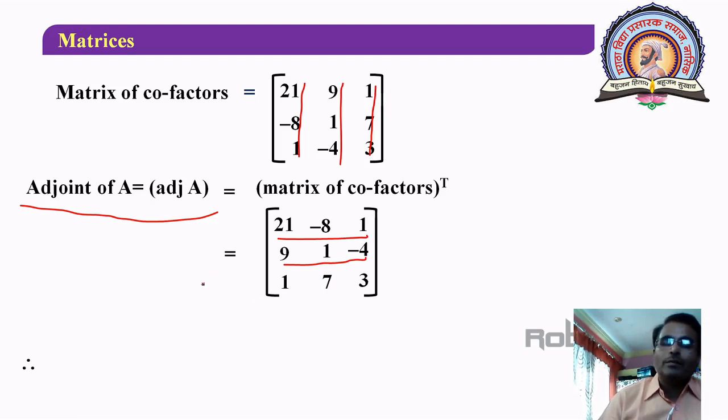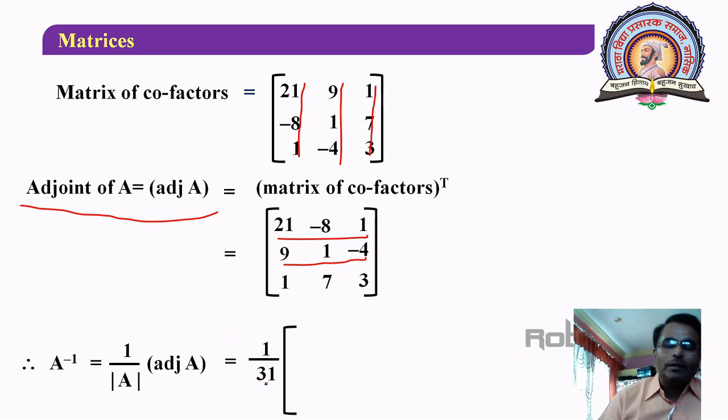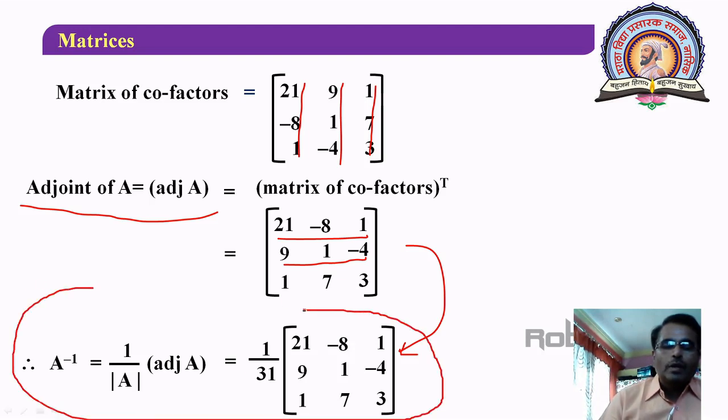Once you get this, next you have to obtain inverse. We have seen that the determinant of the original matrix was 31. So A inverse is defined as 1 upon determinant A into adjoint, that is 1 upon 31 into this matrix, adjoint, 21 minus 8 1, 9 1 minus 4 and 1 7 3. So this is your required A inverse. Now once you get this A inverse, to find the solution of system of equations, we have seen that the solution is obtained by considering x is equal to A inverse into B, isn't it? And therefore you have to remember this A inverse.